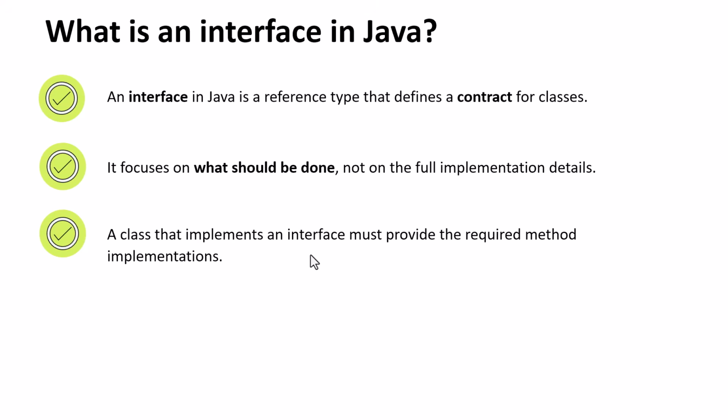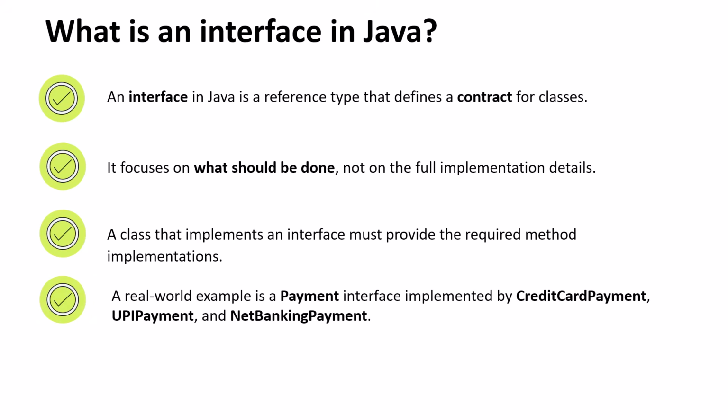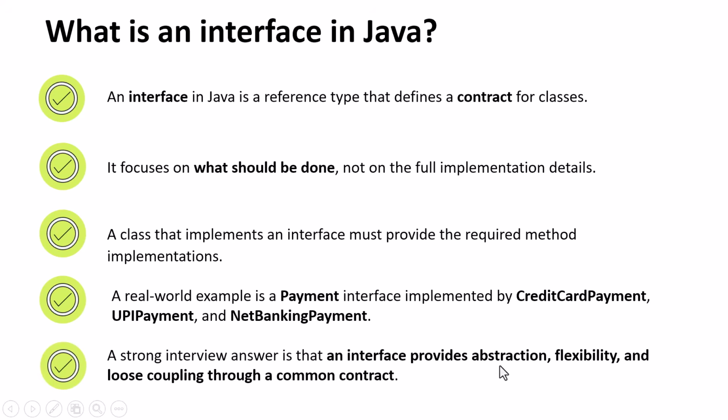A real-world example is a payment interface with a method like pay. Different classes such as credit card payment, UPI payment, and net banking payment can implement that interface and provide their own version of payment processing. An important interview point is that interfaces support abstraction, loose coupling, and multiple inheritance of type. They help Java applications become more flexible because one interface can be implemented by many different classes.